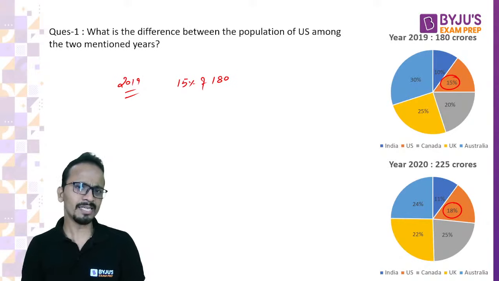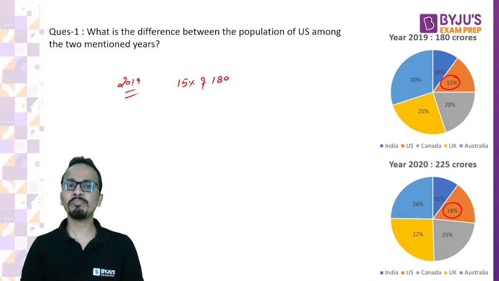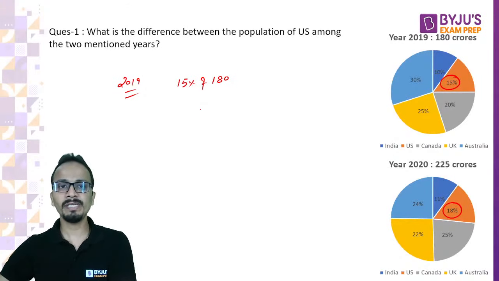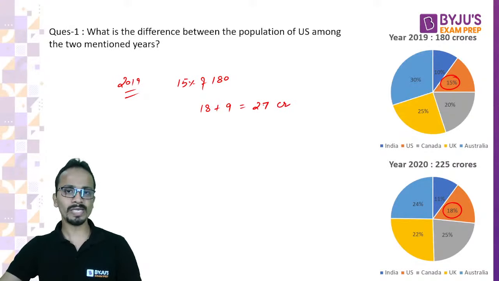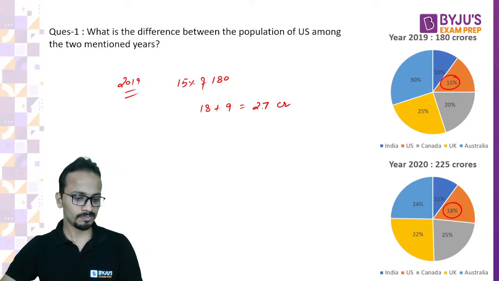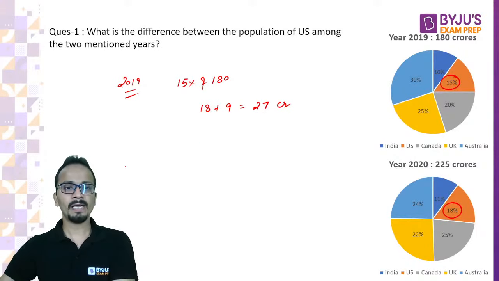Now let's quickly calculate this value orally. What will 10% be? 10% will be 18. Now if 10% is 18, then 5% will be half of that, that is 9. So the population will be 27 crores. So the population of US in 2019 will be 27 crores. Am I clear? Now let's talk about population in 2020.